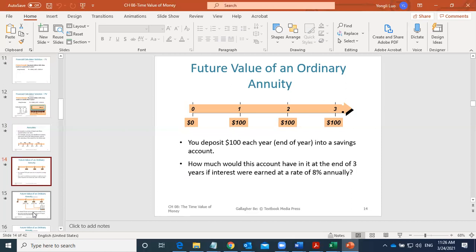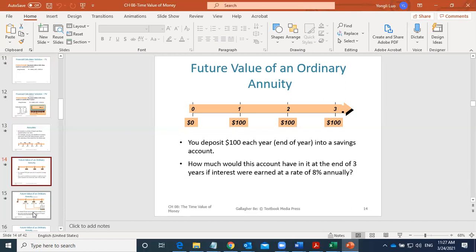Okay, so let's see the future value of an ordinary annuity. You deposit $100 every year at the end of the year. So how much money do you have at the end of year 3, if the interest rate is 8%? Okay, so basically this is the question you're going to ask yourself.